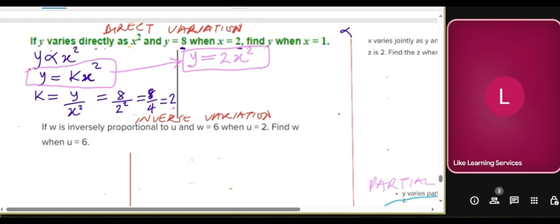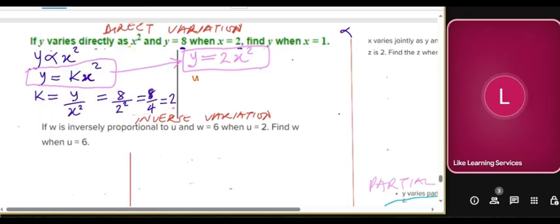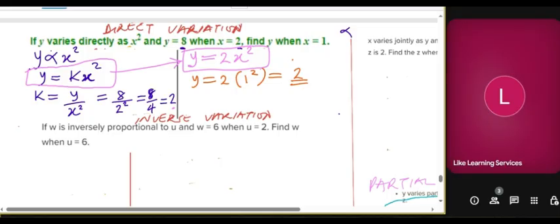Alright, so they say find y when x is 1. This one is very easy. When x is 1, you just substitute. y will be equal to 2 times 1 squared, which is 2. That's cool. That is for direct variation.